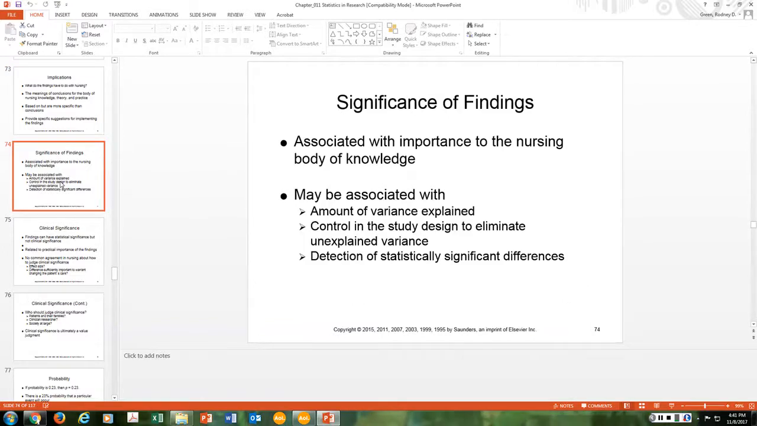Significance of the findings is associated with the importance to the nursing body of knowledge, and it may be associated with the amount of variance explained, control in the study designed to eliminate unexplained variance, and detection of statistically significant difference.